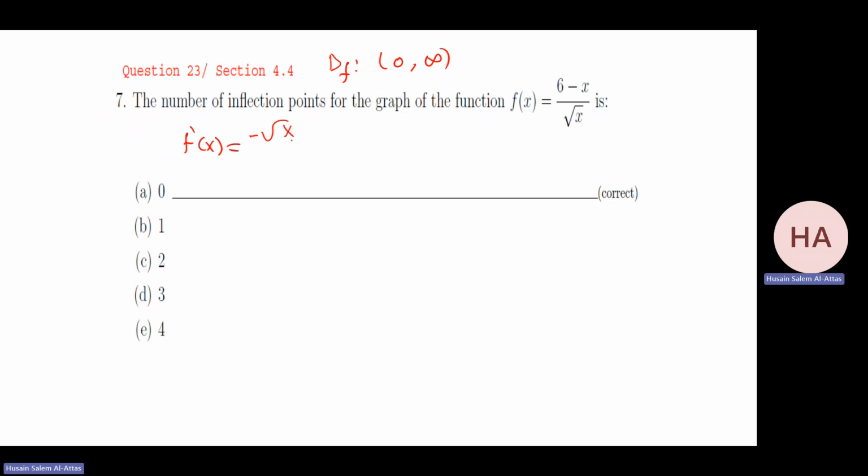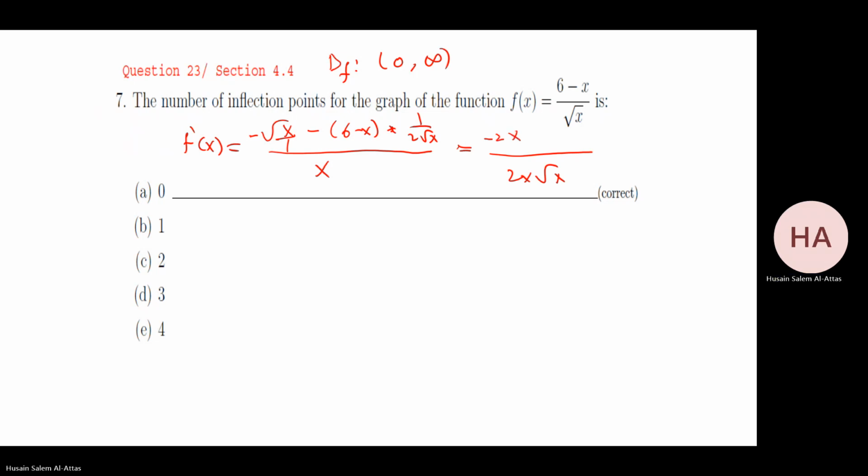Minus square root of x minus (6 minus x) times 1 over 2 root x, over x. And that will be over 1. That gives me what? I have 2x root x here, and I have minus 2x, minus 6 plus x. So let me be sure: 6 minus x, the derivative is minus 1, times the denominator minus the numerator times the derivative of the denominator. Okay.